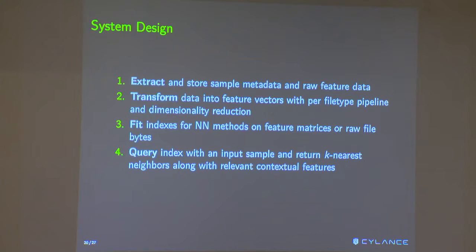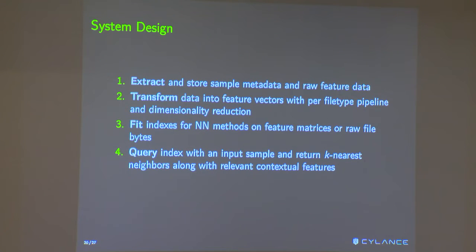So ultimately, I can boil this down into four different use cases, or four different tasks that I think a tool that does malware similarity using nearest neighbor search methods should do. So number one, we need to extract the feature data. So the raw features, we need to take them out and stuff them somewhere for us.